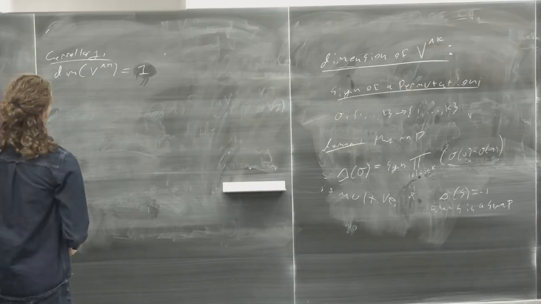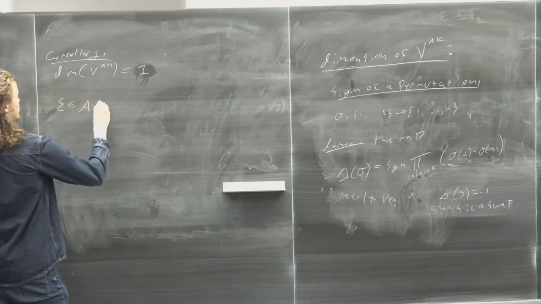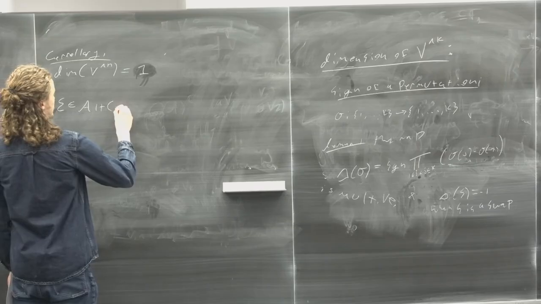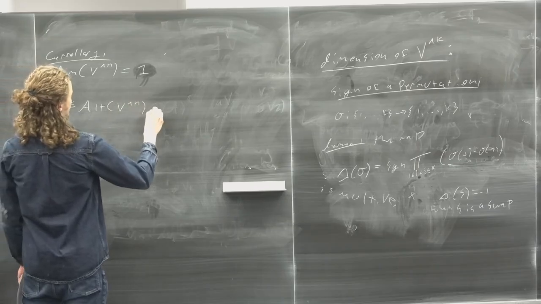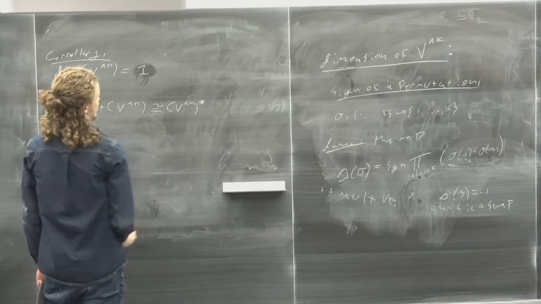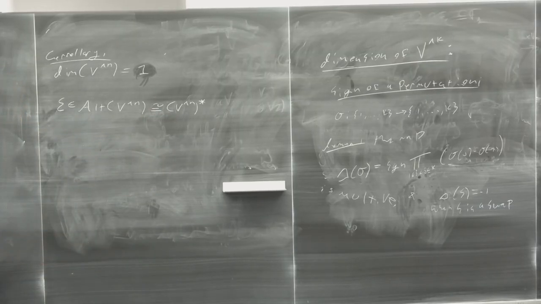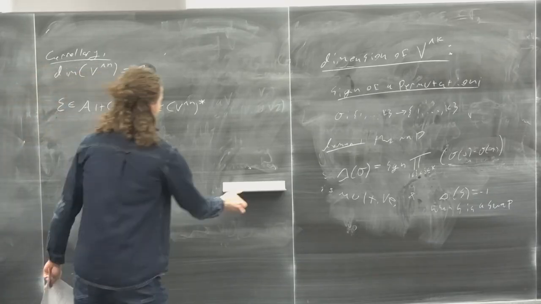So what I've shown essentially is that when I pick an epsilon in this space, alt of v wedge n, which remember is isomorphic to v wedge n star, the dimension of v wedge n star is just the dimension of v wedge n. In other words, if I specify epsilon on just one set of vectors, it locks it in. I think this is really nice.